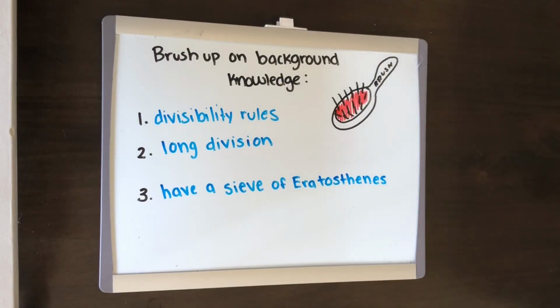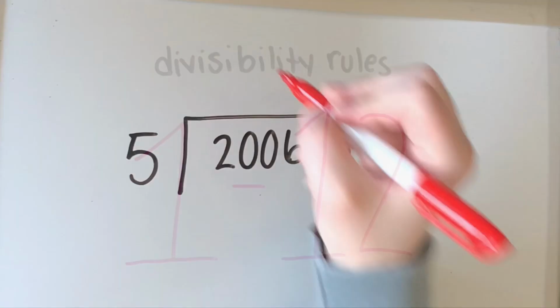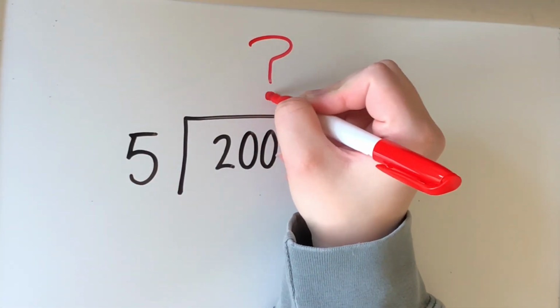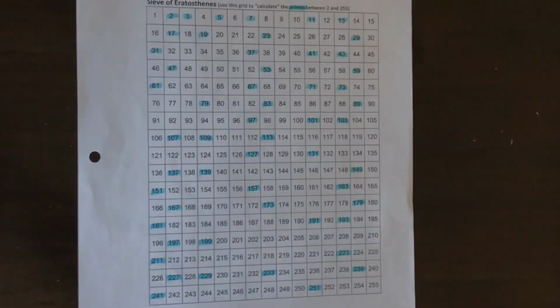First of all, we should know our divisibility rules 1 through 12 to make computations faster and with ease. We need to practice computing long division so that we have strong skills. And finally, we should have our prime number sieve handy.